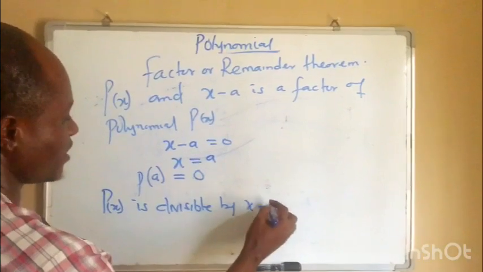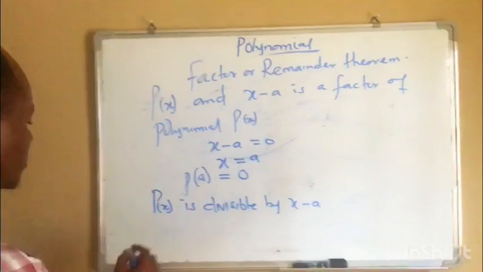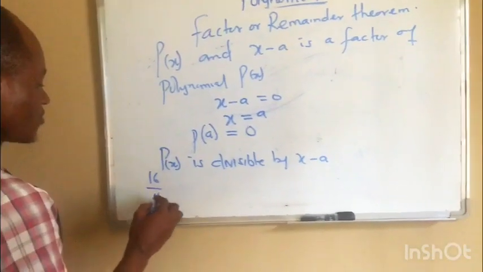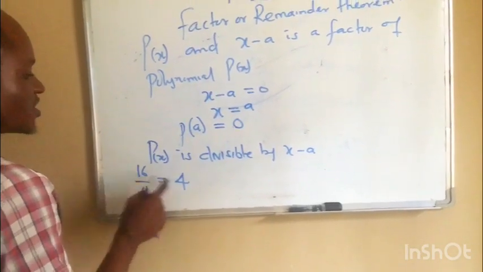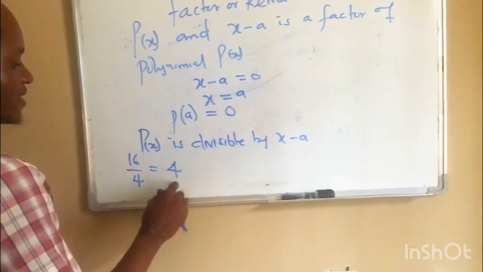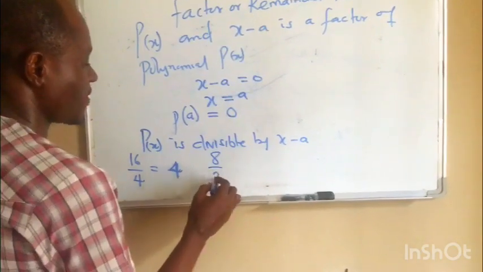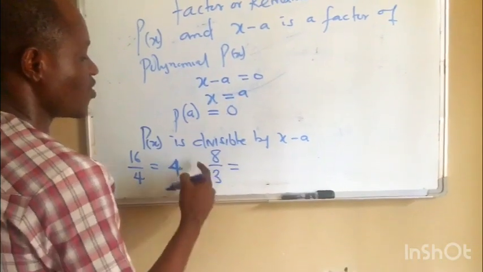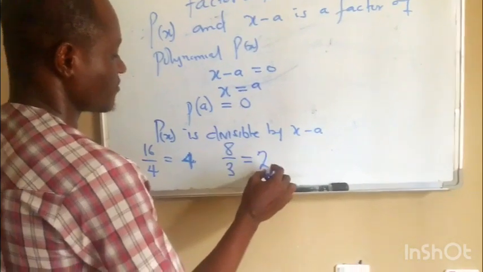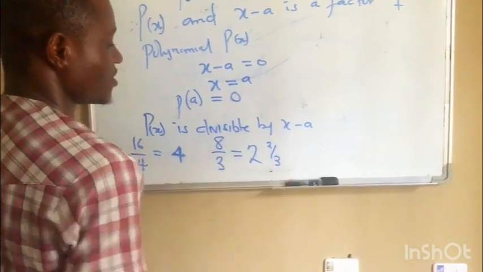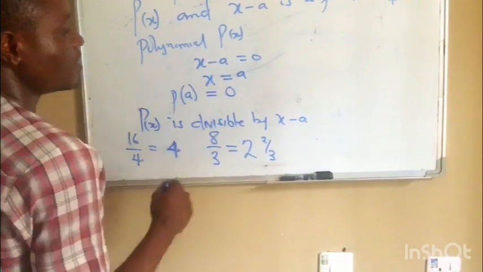Let me bring it to our normal arithmetic. If you have 16 over 4, that is 4. That means 4 can go into 16 without leaving any remainder. That's why we have 4. Now if you have something like 8 over 3, 3 cannot go into 8 without leaving a remainder. That means this one will be 2 whole number, 2 over 3. So let's use this ideology in this polynomial.